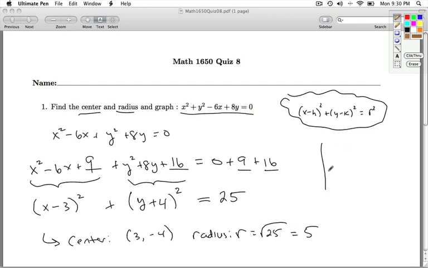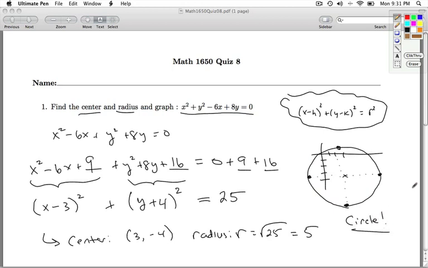And so I have just enough room to sneak a graph in over here. Center (3, negative 4), right about there. I have to move 5 in the x direction, in the y direction, and connect them up. It's actually not half bad for me, but in case there's any doubt, I'm going to put the word circle right next to it so people know it's supposed to be a circle. And so that'll do it for number 1.